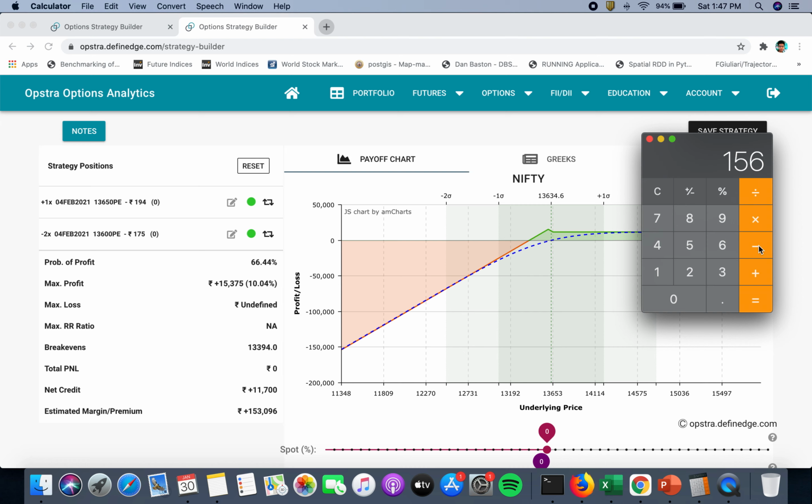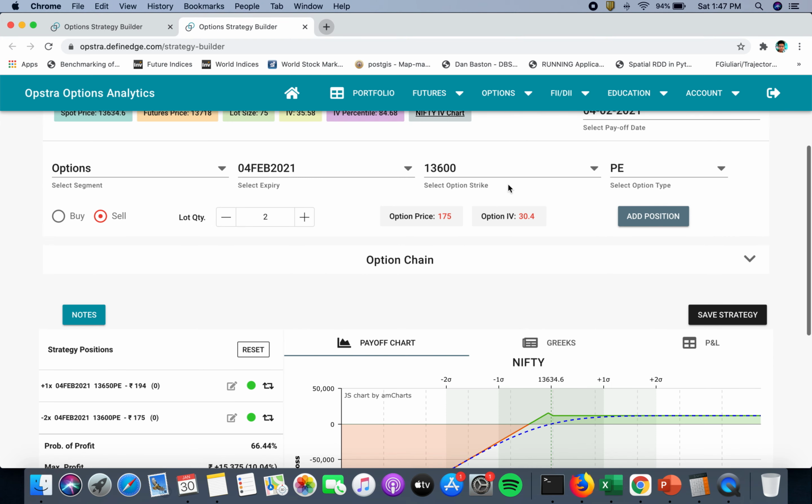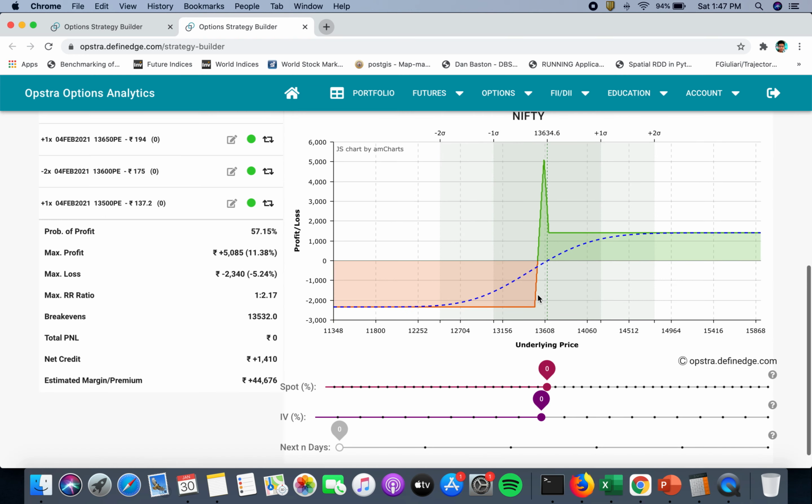So to keep it a net credit strategy, I need to buy another option, basically for hedging, which has a premium of 156 or less, probably less than 156. So let's see. If I buy 13500 PE one lot, now this strategy becomes hedged, and you can see that it's a broken wing butterfly. So you basically still will make the max profit if at all Nifty expires around 13600, and as you had a slight positive bias, even if it goes higher, then you will still end up with the profits of roughly 1400 if you do this with one lot.